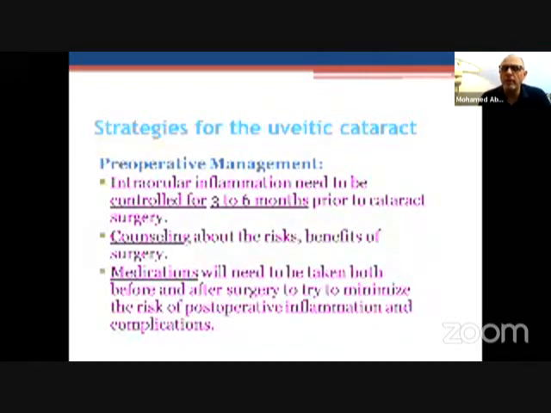You need to increase the dose of the immunosuppression, the patient on about 10 milligrams of steroids, 1 week before and 1 week after the surgery. I usually give intravenous fast-acting steroids, prednisolone or dexamethasone, intraoperatively as well.